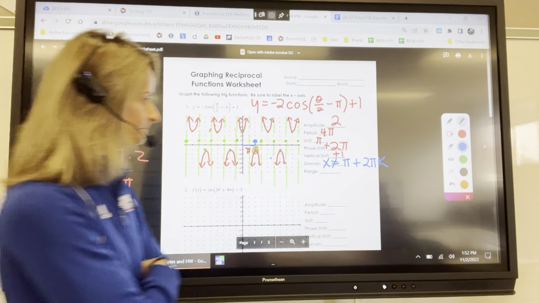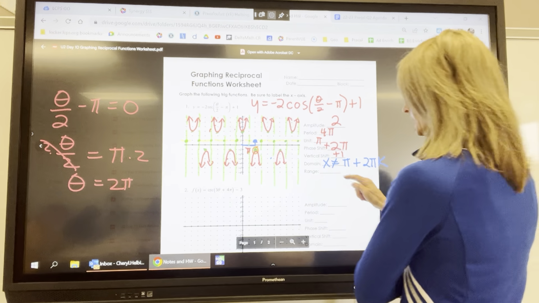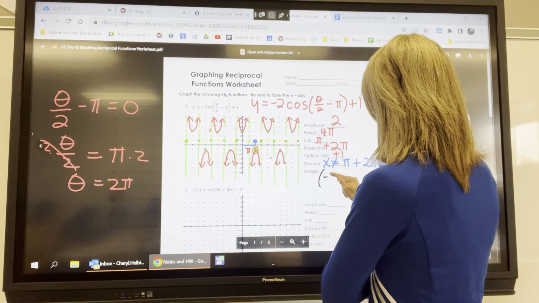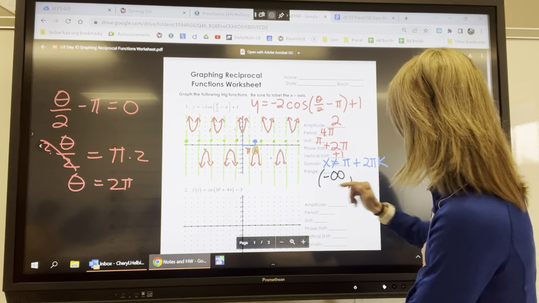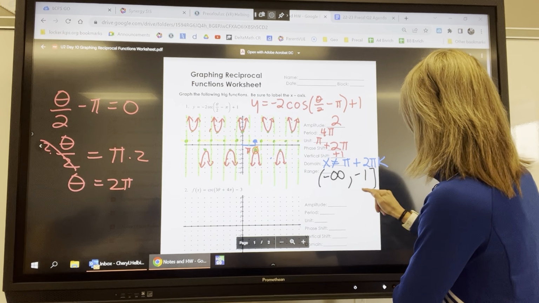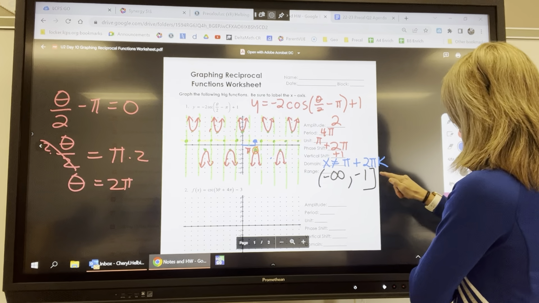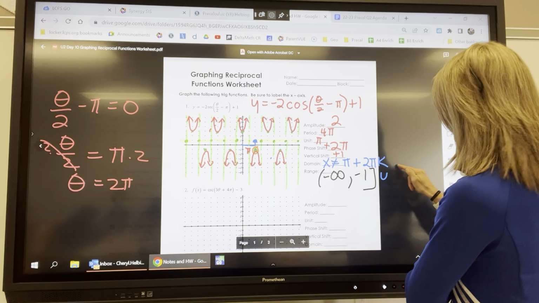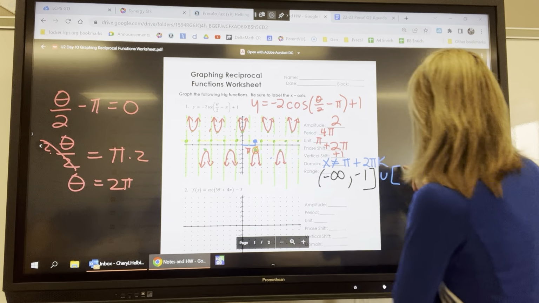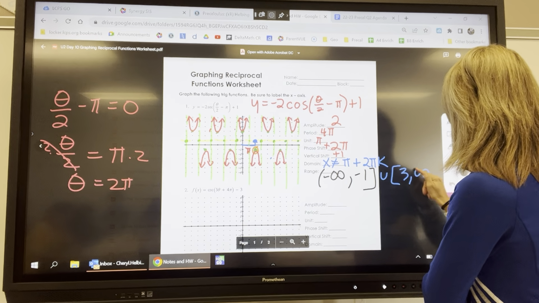And the range will be from negative infinity up to, is that a -1? Including -1, that's on our graph, in union with, I have to use a different color here so you can see it, 3 to infinity.